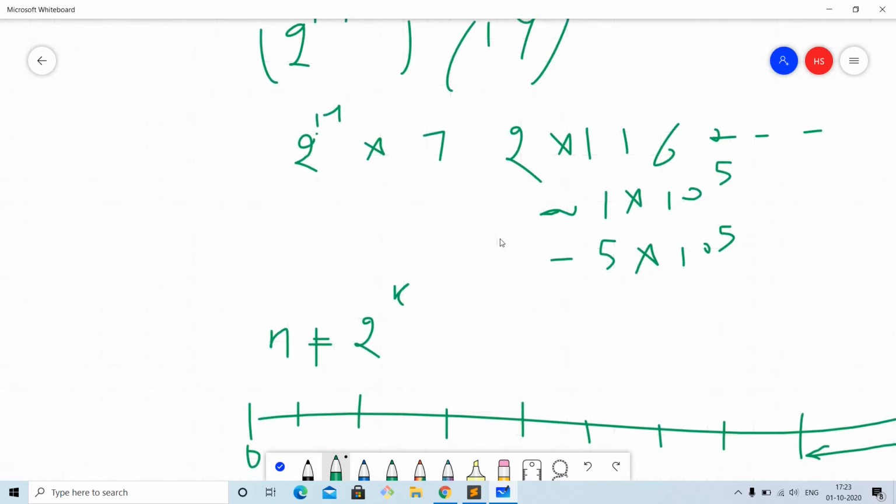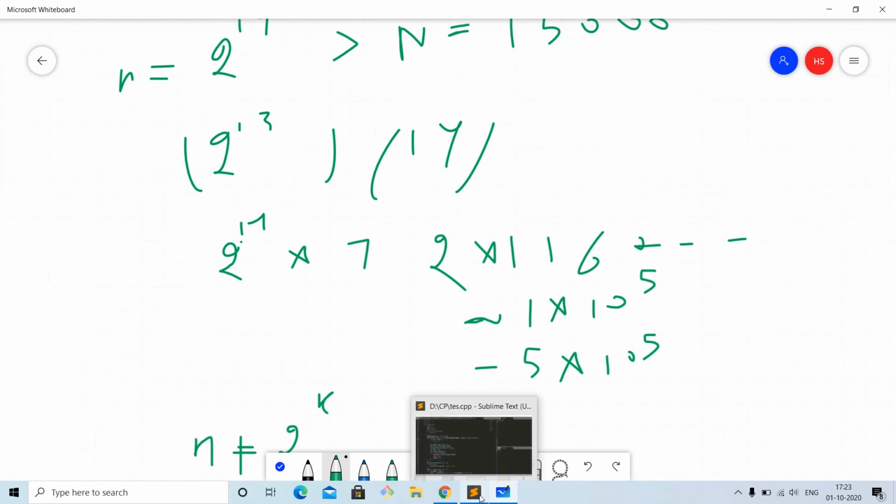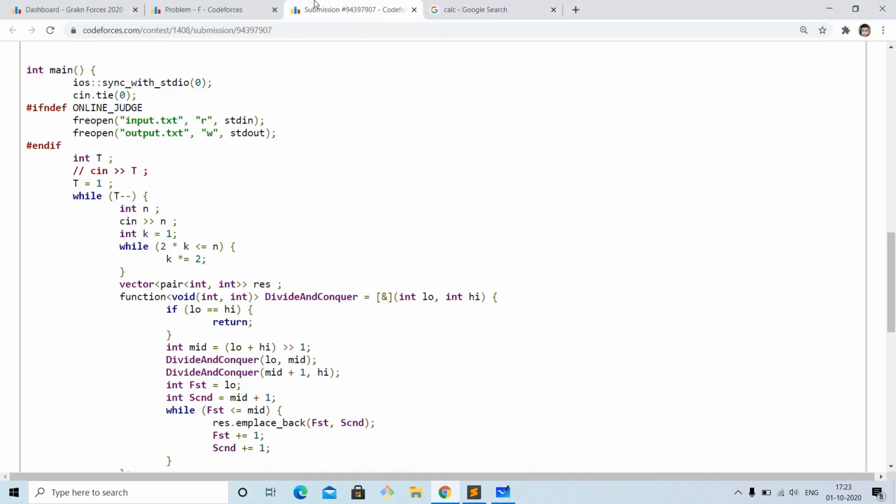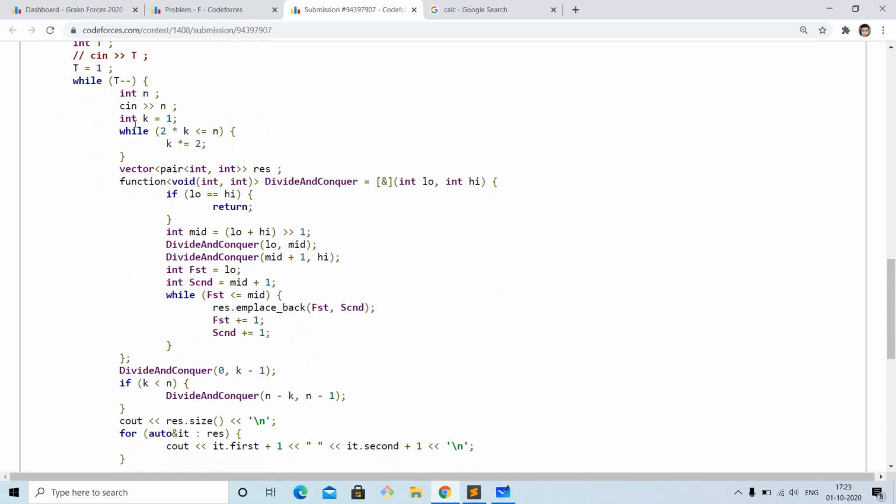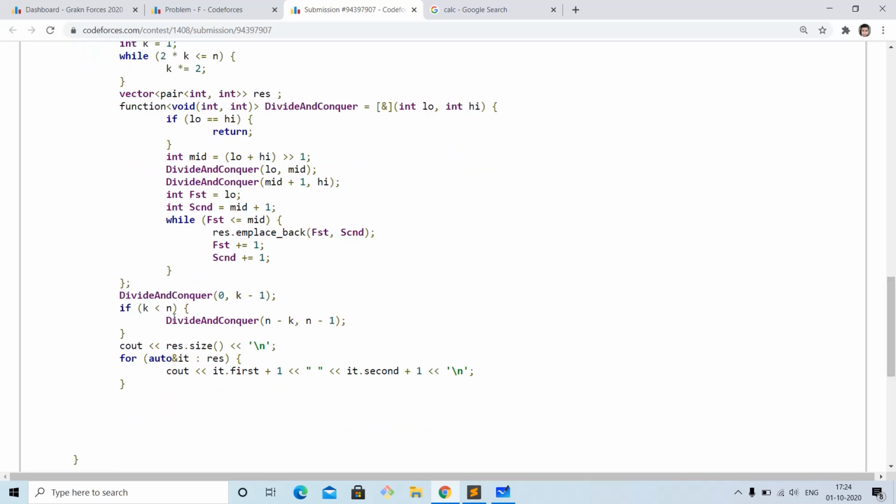Now let us look at the code to understand it a little bit better. So this is the code. We input n, and then we take k equal to 1 and multiply k by 2 until we get less than or equal to n. Then we do this divide and conquer algorithm, which I will explain now. If our k is less than n, there are two things: that number is less than n and it is a power of 2. Otherwise it is already a power of 2.